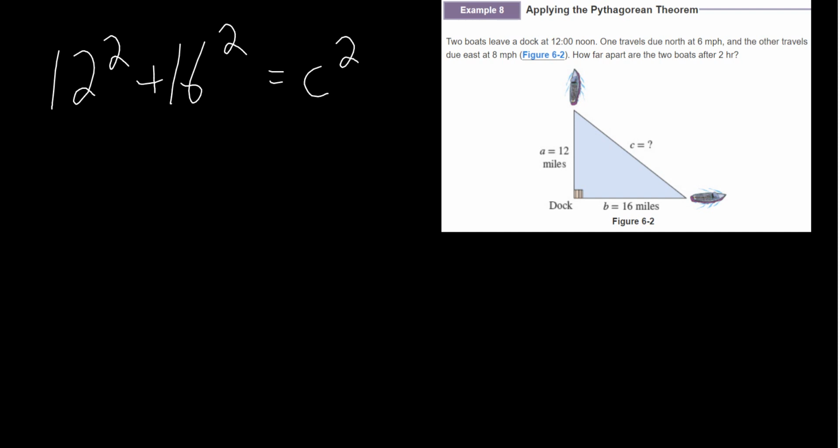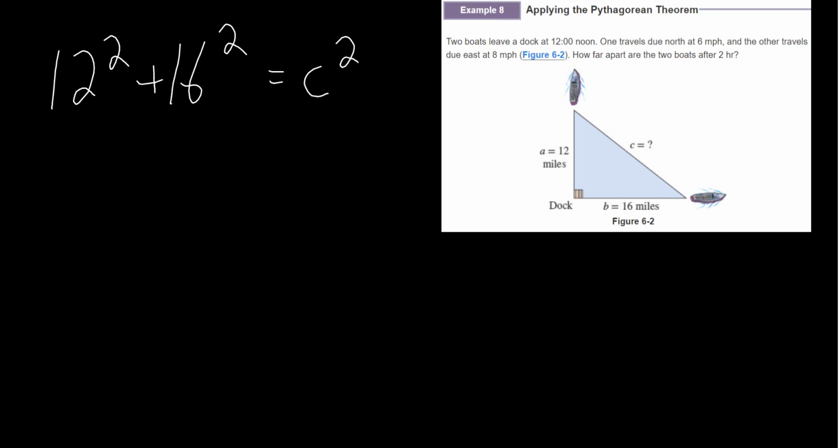Okay. And of course, if you're traveling at 8 miles per hour, after 2 hours you're going to go 16 miles. Right. We're just basically multiplying the miles per hour by 2. So we need to figure out how far apart they are. Well, this is simply a squared plus b squared is equal to c squared. We're told, in this particular case, a is going to be 12. So we'd say 12 squared plus 16 squared is equal to some c squared.